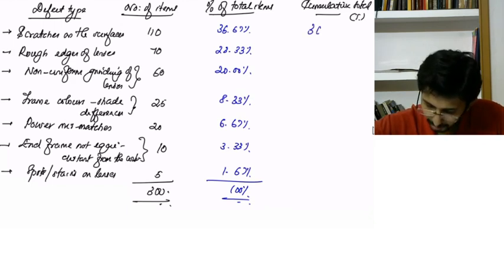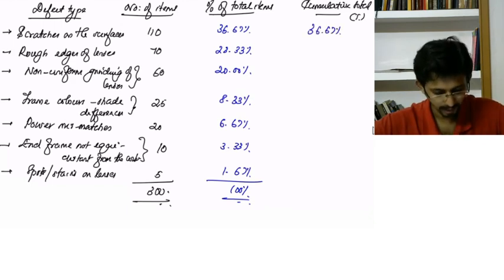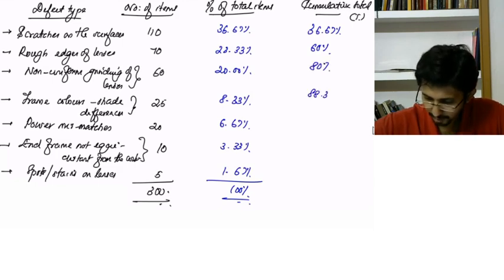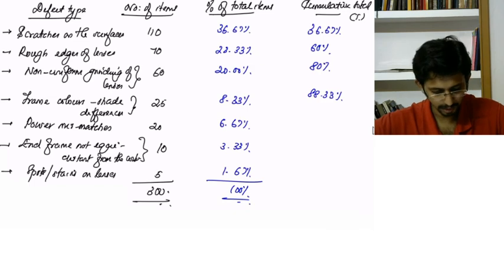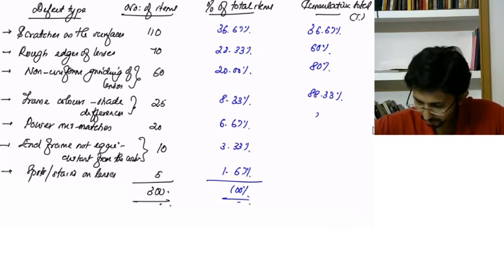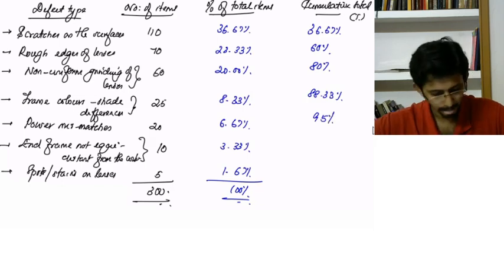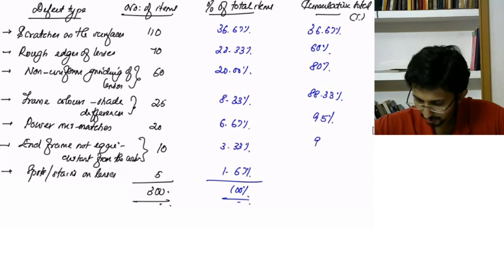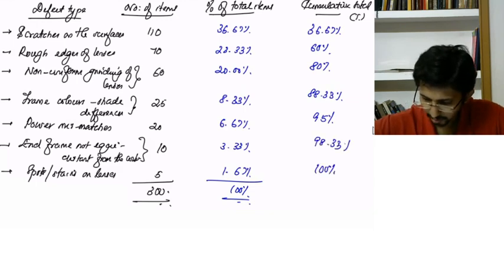Okay, now if you take the cumulative total, what is the cumulative total? Here it will be 36.67. Then 36.67 plus 23.33, it will be 60%. Then here it will be 80%. Then 88.33%. Okay, 88.33 plus 6.67 will give you 95%, and here 95 plus 3.33 will be 98.33, and here it is 100%.